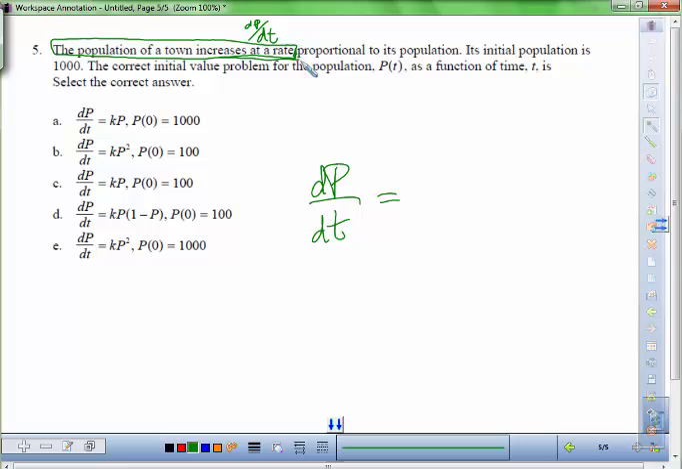It's proportional to its population, period. Proportional to its population. So K times P, the population. So proportional is equal to K times, and then to what? Its population. The population is P. So that's it. That's your differential equation.